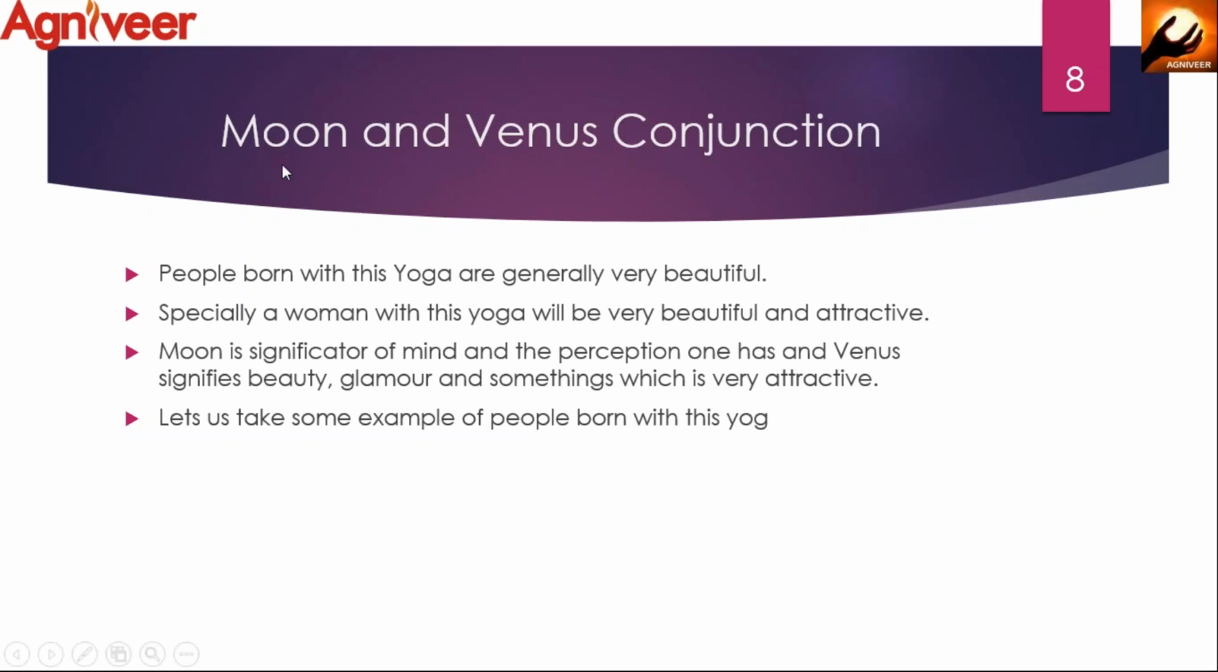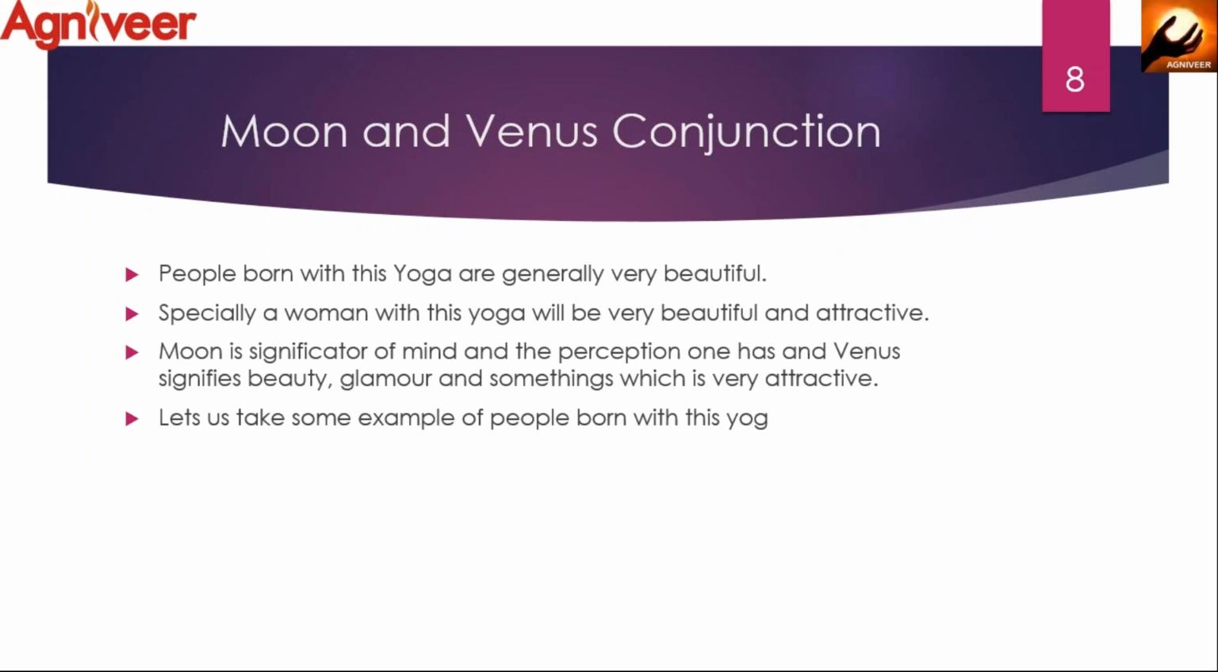Venus is actually the significator of beauty and something which is glamorous, and Moon is at the same time of womanhood or something which is related to women, and also your mindset. So this yoga actually makes women quite attractive. From my studies that I have seen so far, out of 10 women, if they have this conjunction or this aspect, 8 of them will definitely be very good looking.